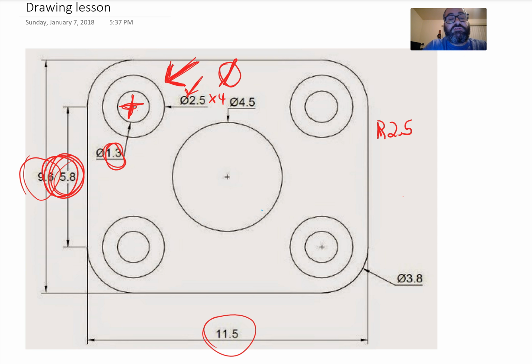So if I were actually drawing this, I would use the mirror tool instead. I really wouldn't try to separate these circles by 5.8. I would actually mirror them, and I would mirror this first circle across this horizontal center axis, and then that would copy that circle over here just like it is right up there.